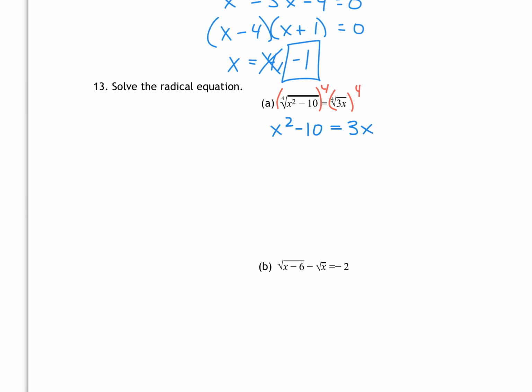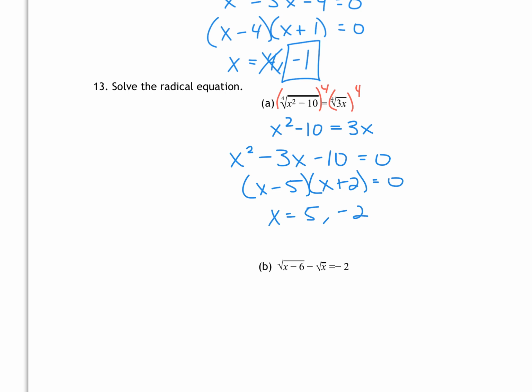Another quadratic, let's set this equal to 0. This factors as well. This factors into x minus 5, and then x plus 2. Solutions of 5 and negative 2. Remember, we still want to check. And this one you actually have to go in and plug in the values. Check to see what works.